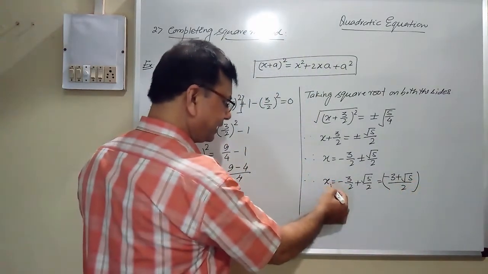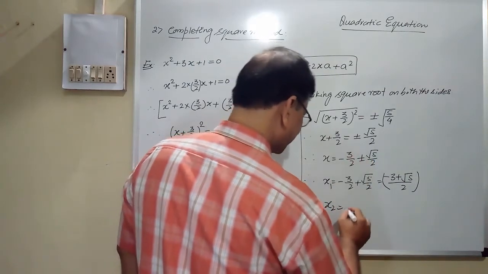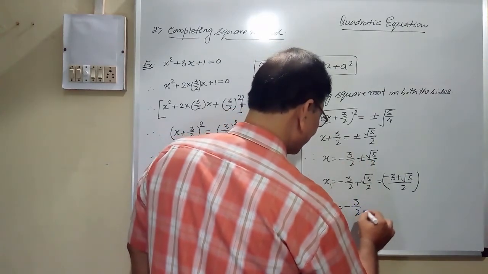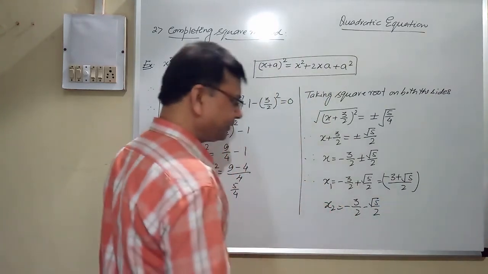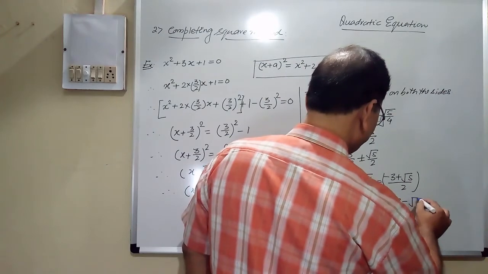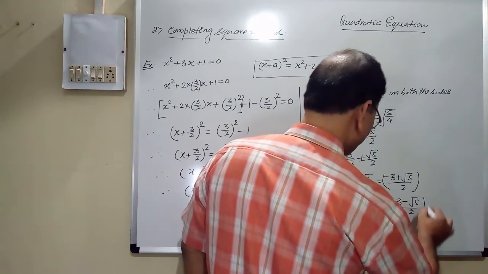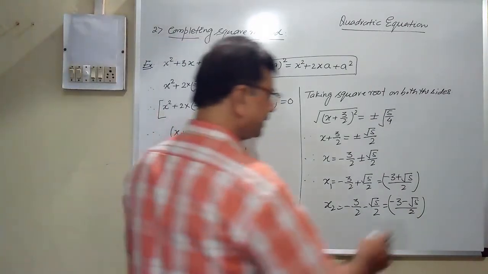That is x1. Another value we will get, x2, with minus sign: minus 3 by 2 minus root 5 by 2, that is simply minus 3 minus root 5 by 2. So here we are getting two values.